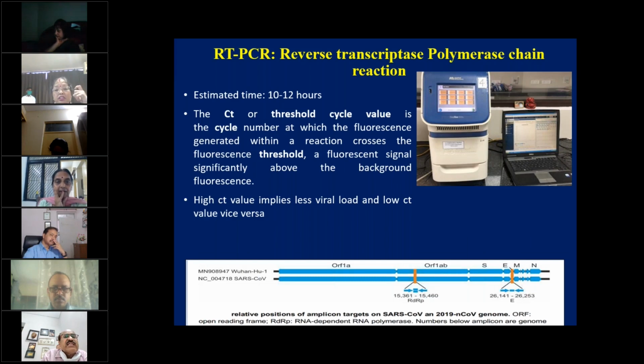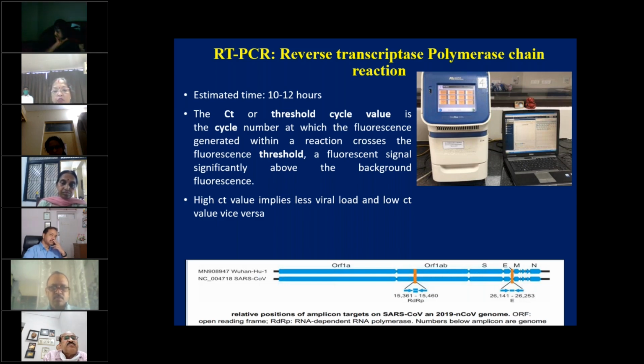So then you see a term, CT values. You get a CT value because it is a fluorescence-based test where the RNA is detected based on fluorescent dyes or fluorescent probes. So sometimes you see a CT value. So what is a CT value? It is the cycle number at which the fluorescence generated within a reaction crosses the threshold, and the fluorescent signal is above the background fluorescence. A high CT value means less viral load, and a low one means the reverse.